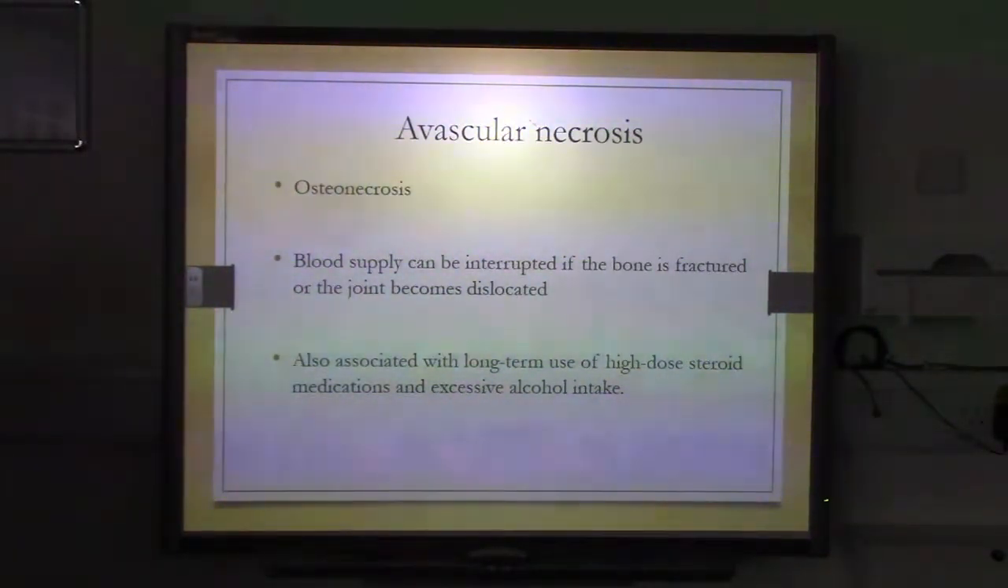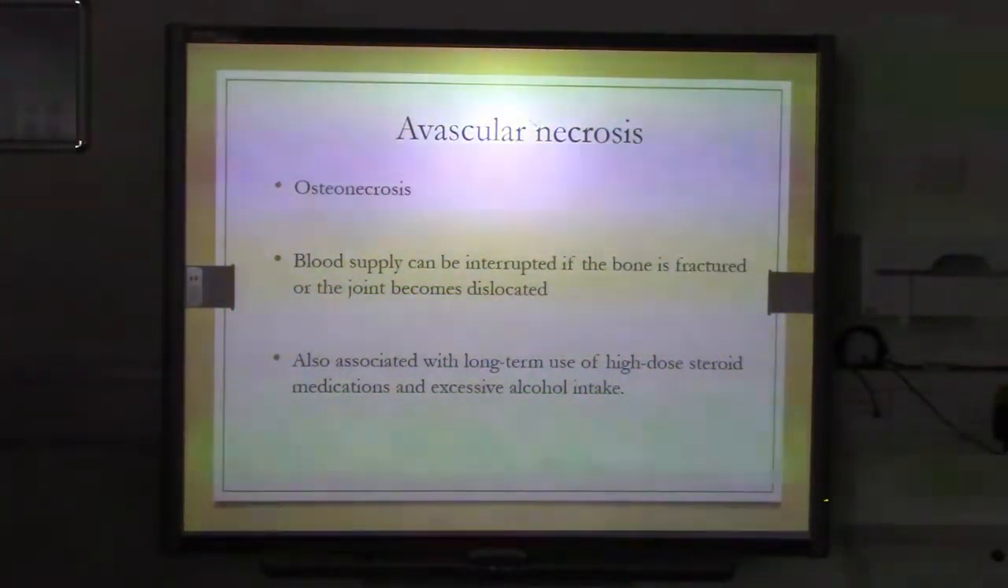Avascular necrosis happens when the blood supply is interrupted to the bone, or the joint becomes dislocated. It is essentially the death of bone tissue due to lack of blood supply. It's also known as osteonecrosis, and it can lead to tiny breaks in the bone and the bone's eventual collapse. There are a lot of things that can cause avascular necrosis, but one of the main things is it's associated with long-term high-dose steroids and excessive alcohol intake.